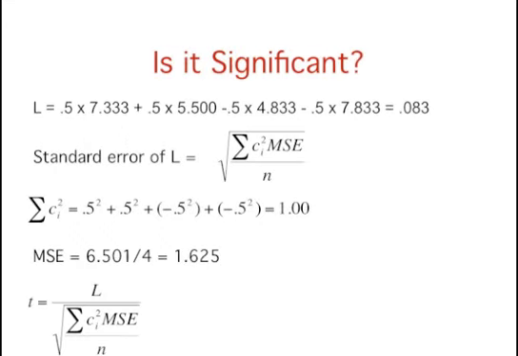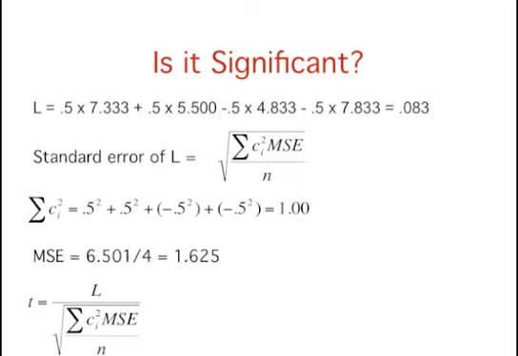So is this L value of 0.083, which represents the difference between the success and failure conditions, significant? We have to calculate the standard error of L before we can know. As you can see from the equation, this means we have to know the sum of the squared coefficients, the mean squared error, MSE, and n, the sample size.